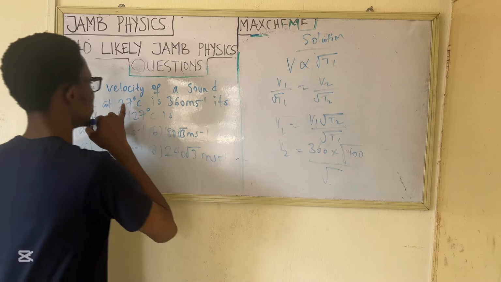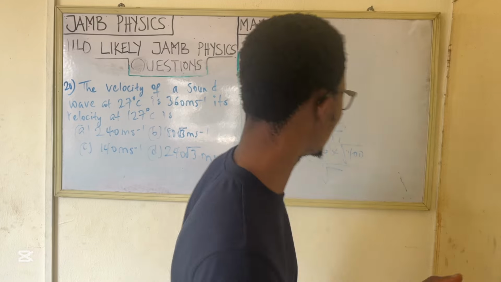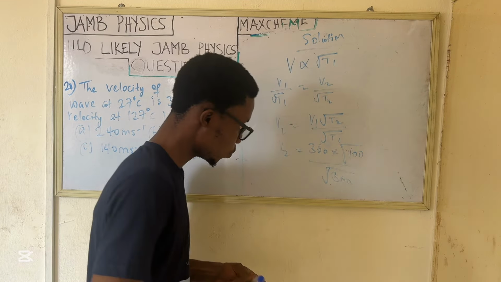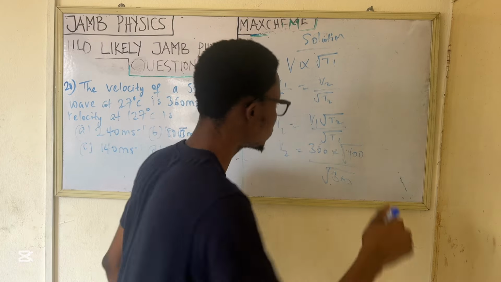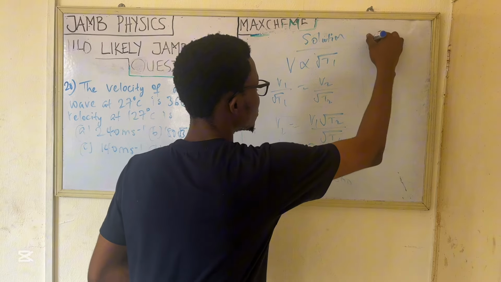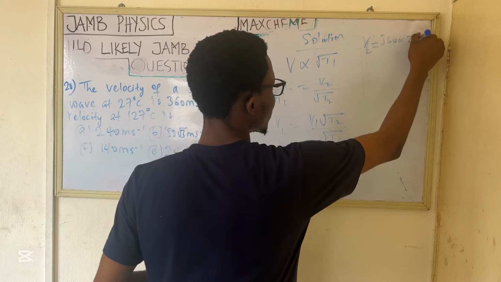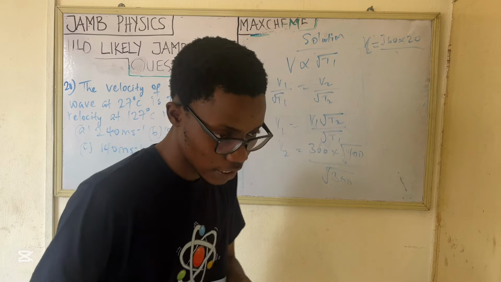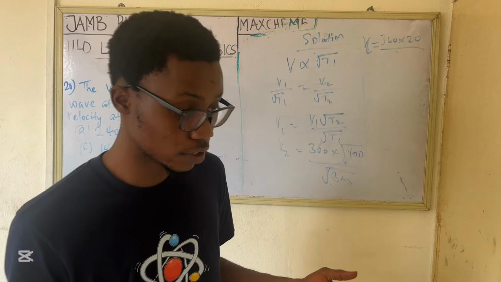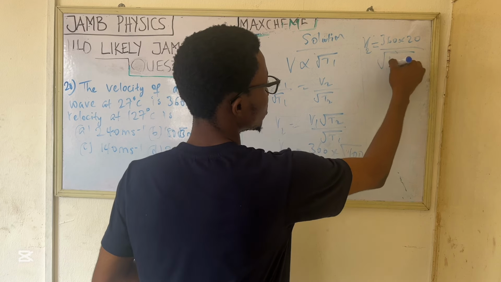Now let's go to the other one. We have 27 here. 27 plus 273 gives us 300. So we have square root of 300. Here now we are good to go. If you are good with surds, you are good to go from here. So the second velocity, V2, is equal to 360 times 20 over root 300. Now what is 300? You have to look for one factor to be a perfect square and the other not a perfect square. That is 100 times 3.